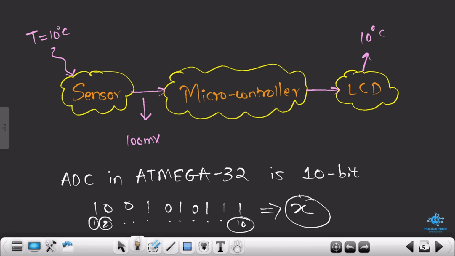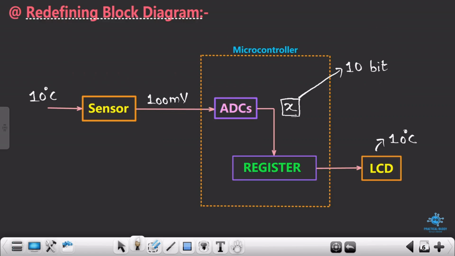Let's suppose these 10 bits are held by this particular variable, X. Now this 10 bit data needs to be stored in a certain register, right? We don't know the name of the register yet. I'm going to reveal that name in the upcoming session, so don't worry about that. This X is held by this register, and after that you need to convert this 10 bit data into the readable format, that is 10 degrees Celsius. So this will be the entire working, or the block diagram, of our project.